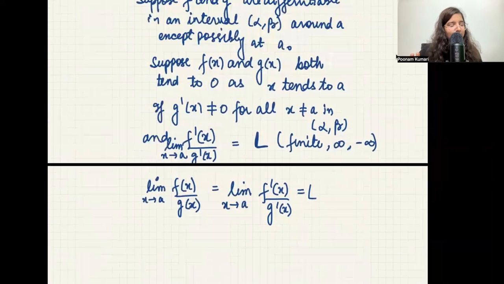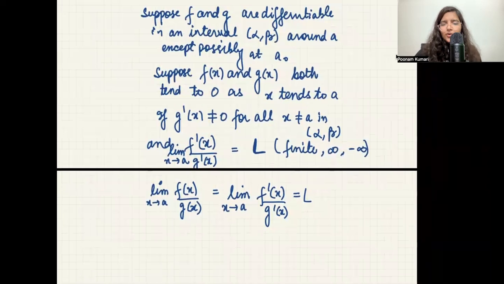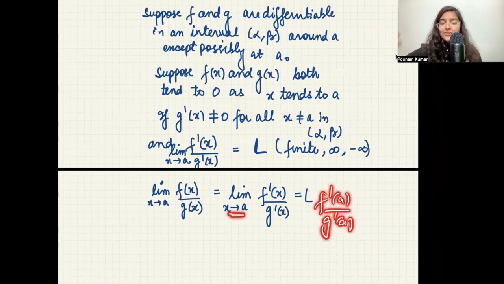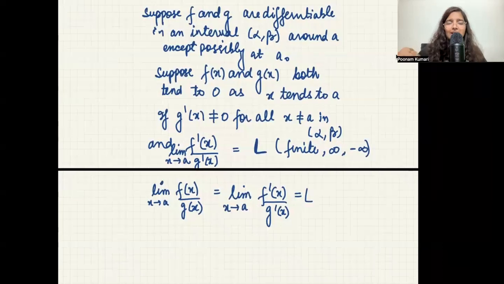So this is a more general version of L'Hopital's rule. That if your function is differentiable, then this limit is nothing but f prime a divided by g prime a only, right? So that becomes the previous version only. Okay. So this is a more general version. Allows a little bit more flexibility also.